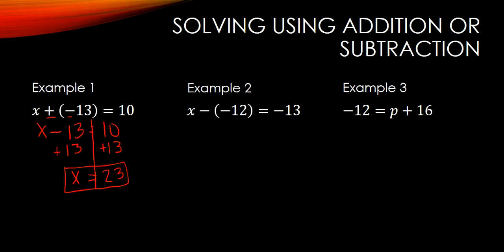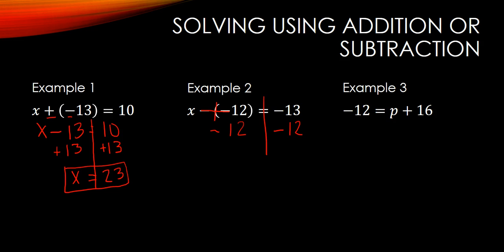Example number 2. Again, we have x minus a negative 12 equals negative 13. Again, I don't like having two symbols in a row, so two minus signs in a row actually make a plus sign. So it says x plus 12 equals negative 13. Now again, we're trying to get this x by itself. Okay, so to get rid of positive 12s, I need 12 negatives to cancel those out.